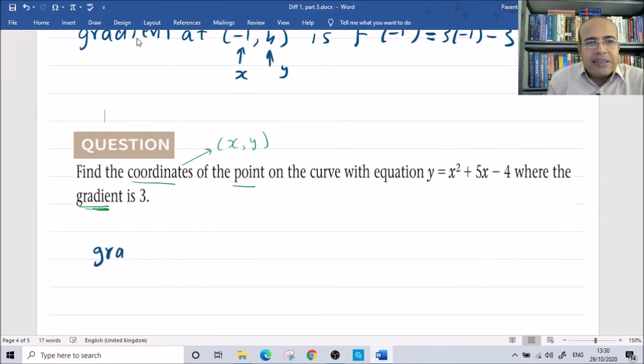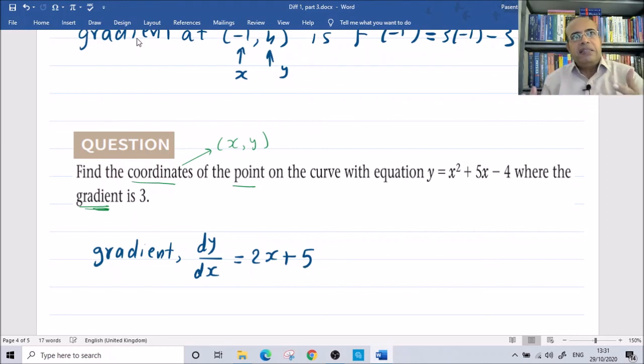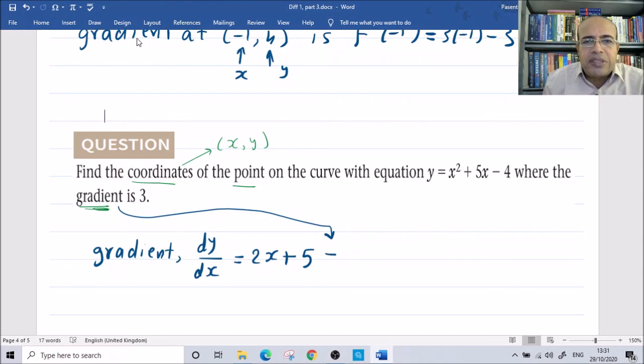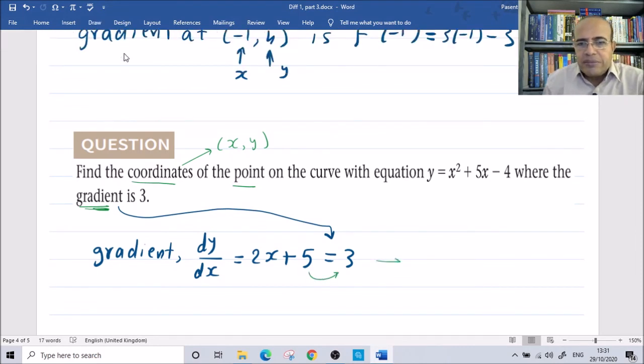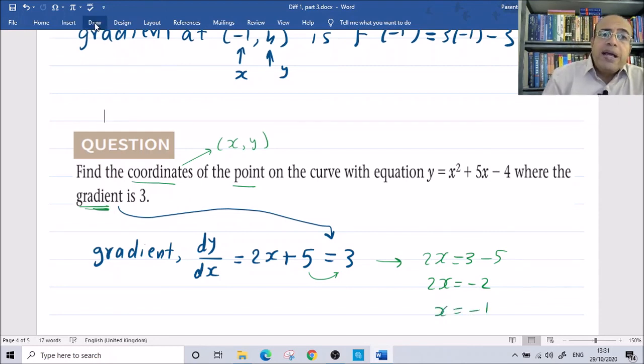So the gradient means dy by dx. Differentiate, so 2x plus 5. This is the gradient. Now we equate that gradient to 3 because it said the gradient equals 3. And then we solve this equation. How to solve this equation? Shift 5 to the other side. So 2x equals 3 minus 5. So 2x equals -2, divided by 2 both sides. So x equals -1.